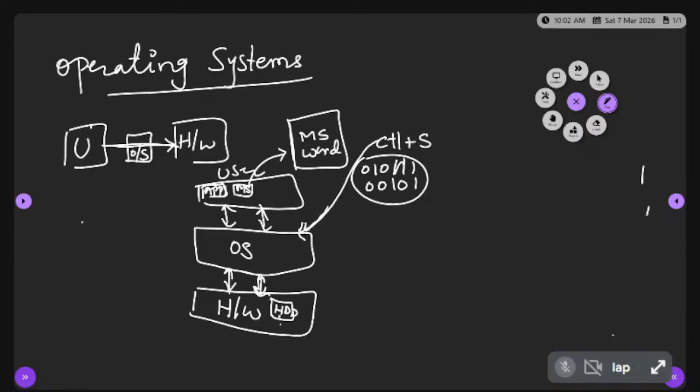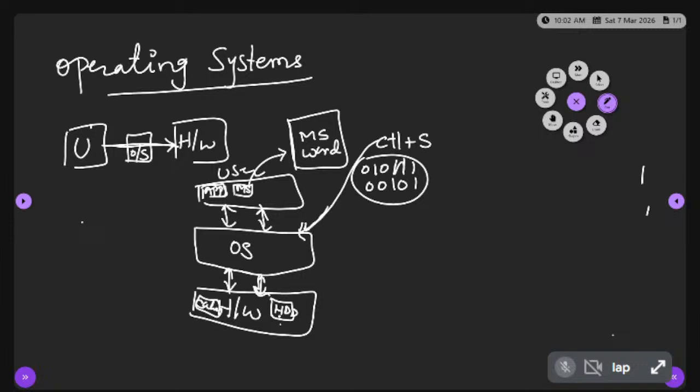And not only the hard disk drive, there are different kinds of memory also, like cache memory, RAM, ROM and so on, different sets of hardware devices. Whenever you press Control S, the operating system understands that the user wants to save something, and then it will activate the hard disk drive. But before that, sometimes we get a message that you do not have enough memory, and the file cannot be saved because memory space is not there.